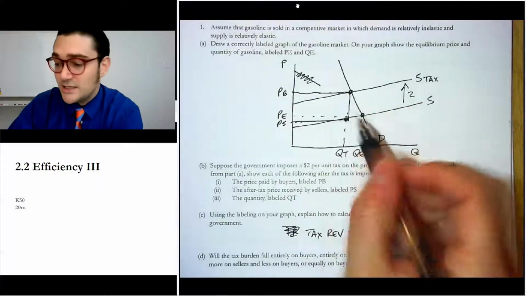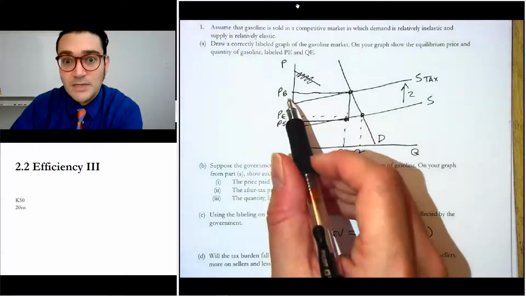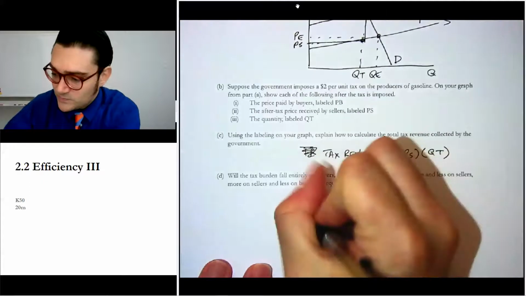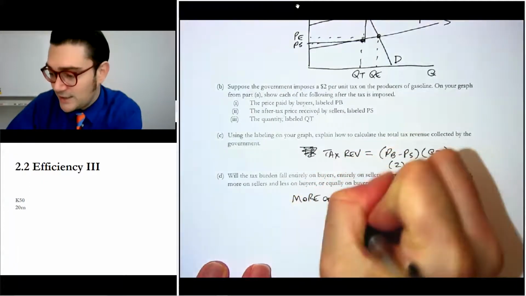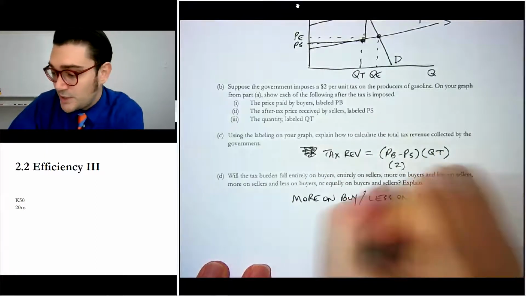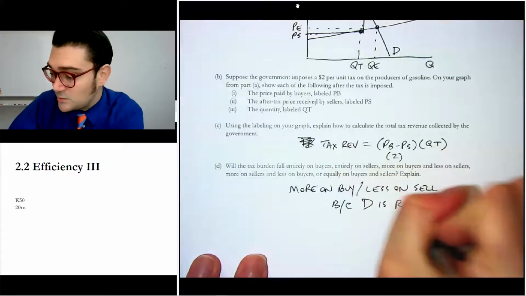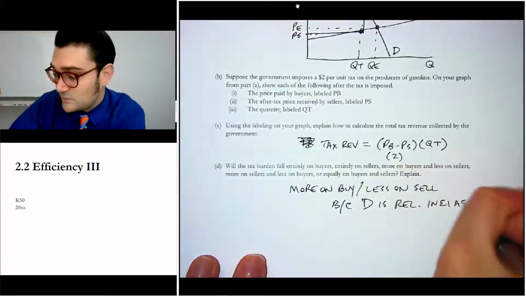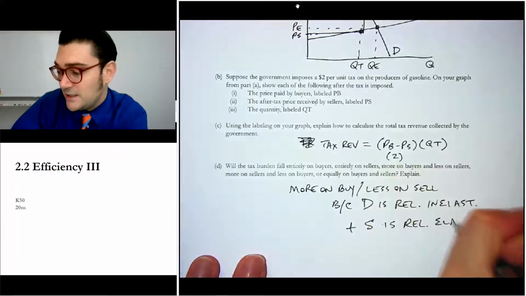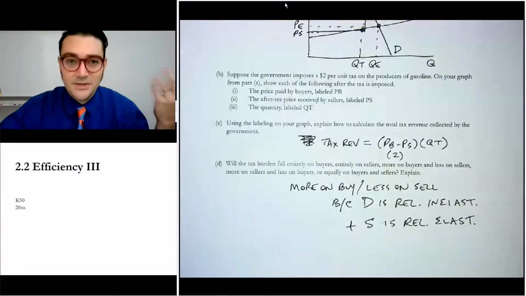And so we can see that of this tax revenue box, well, who paid more of it? Well, PE went up way high to PB, and PE went down just a little bit to the PS. So it's more on the buyers. More on buyers and less on sellers because, right? And this can be your explanation. Demand is relatively inelastic and supply is relatively elastic. And I know that that may not even sound like it's a legitimate explanation, but that's the answer. You just have to say it's elastic or inelastic and relatively so.